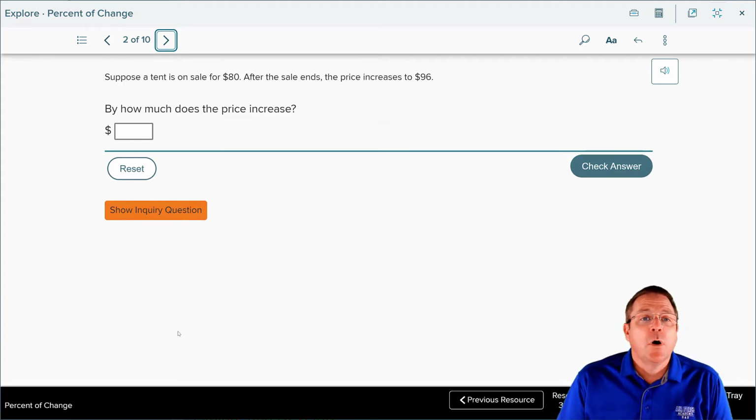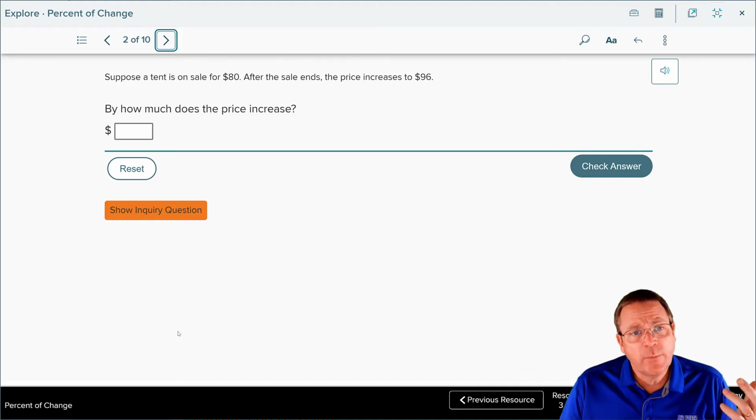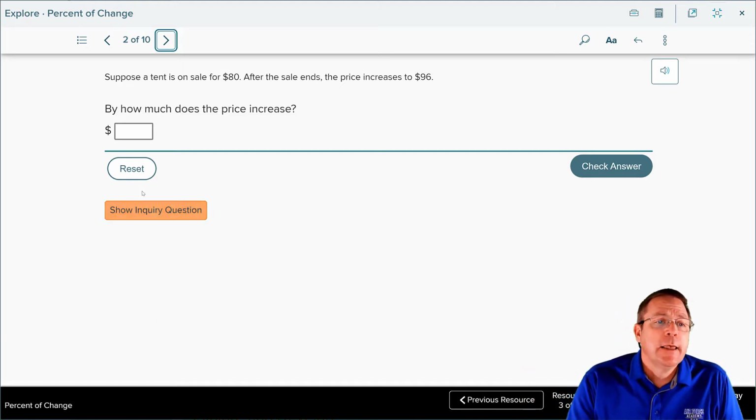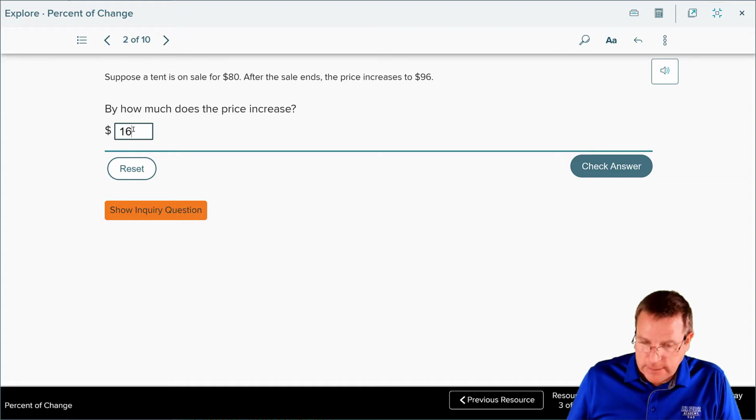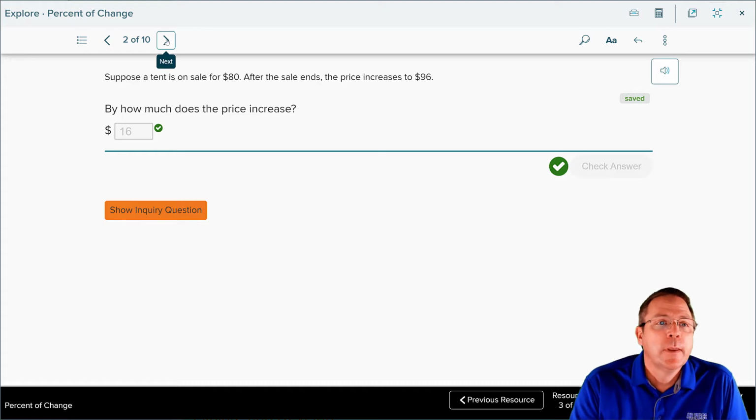Suppose a tent is on sale for $80. After the sale ends, the price increases to $96. By how much does that price increase? Well, what's the difference between 80 and 96? That is, of course, going to be $16. Check our answer. That one checked good.